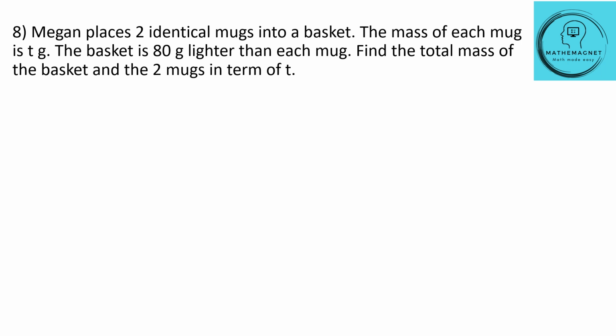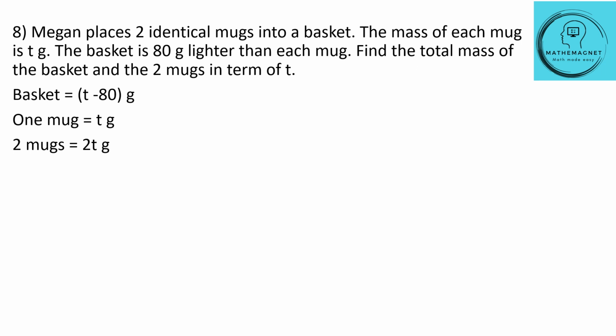So here we know the mass of one mug is t grams, and the mass of the basket is t minus 80. It is 80 grams lighter than each mug. That is, it is 80 grams lighter than one mug. So the mass of the basket will be t minus 80. One mug is t grams. Two mugs will be 2t grams. Now the total weight will be 2t plus t minus 80, which will be 3t minus 80 grams.